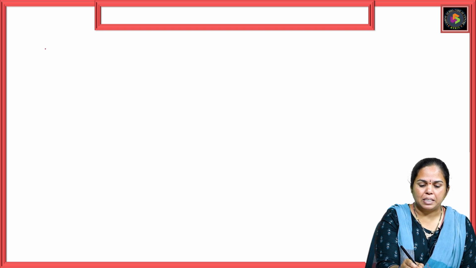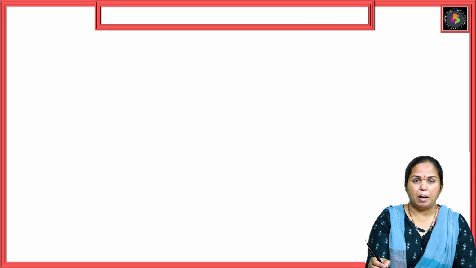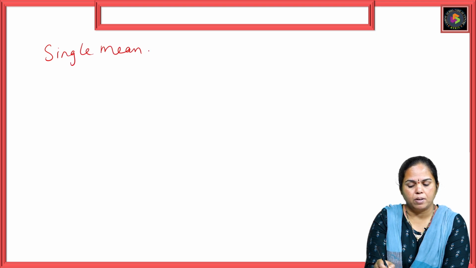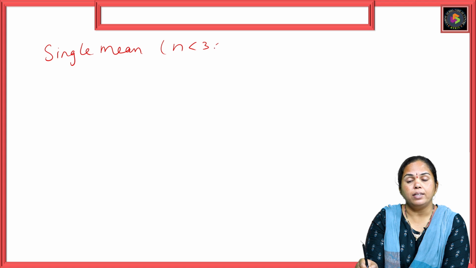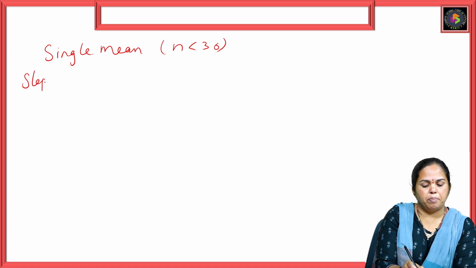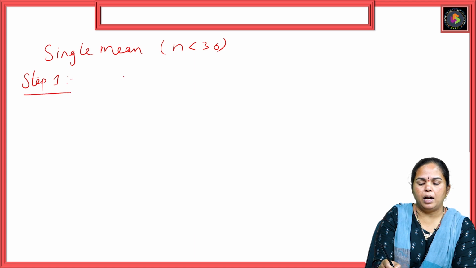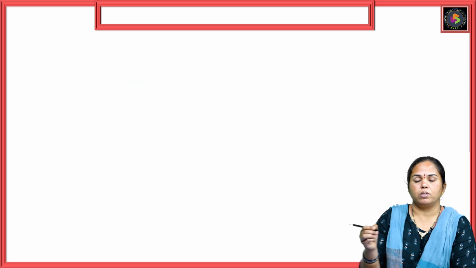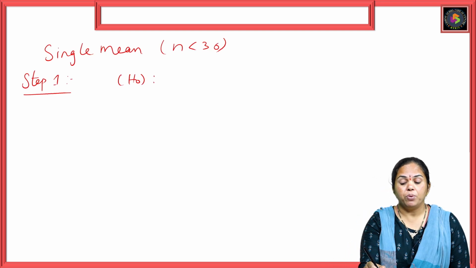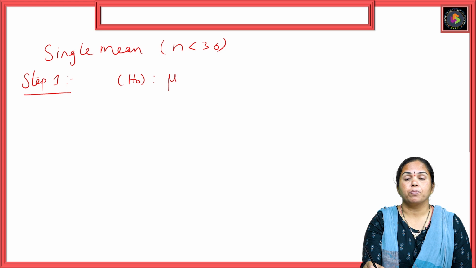So if your sample size is small, n less than 30, and you have a single mean, then step 1, same as before, null hypothesis H0. How many samples do we have here? Only one sample. So what is the null hypothesis? Mu equal to mu naught.